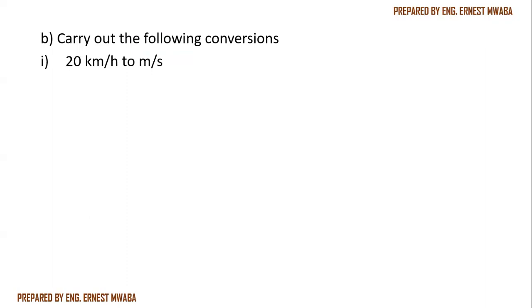Conversions, number 1, 20 kilometers per hour to meters per second. One thing you can see just by looking at this unit is that it is having kilo, and then there's also an hour here. A kilo represents 1,000 or 10 raised to the power 3. And then in 1 hour, because this one needs to be converted to that, we have 60 minutes. Each of the 60 minutes has 60 seconds.